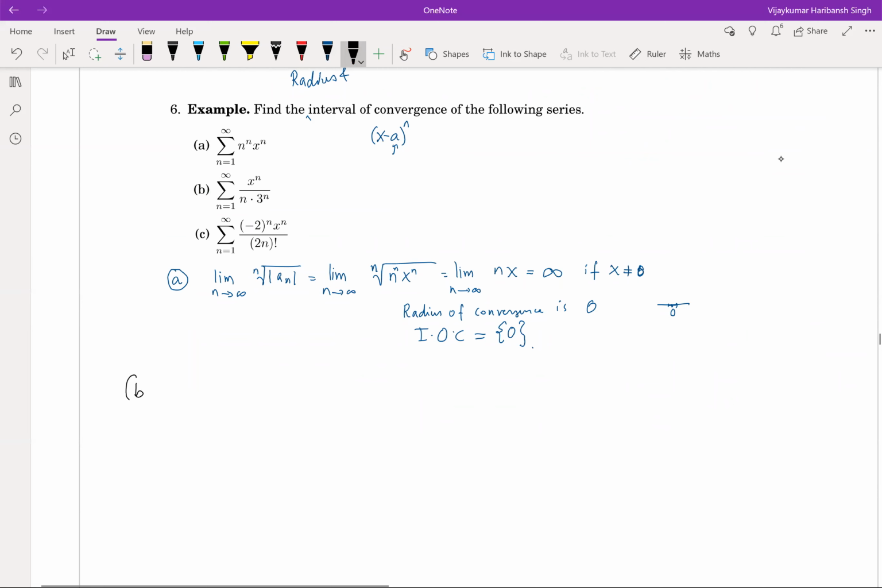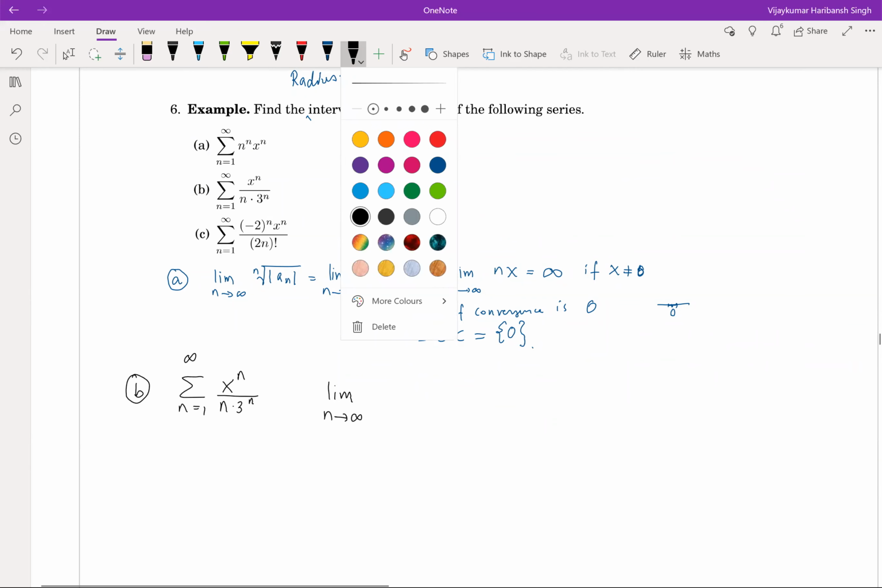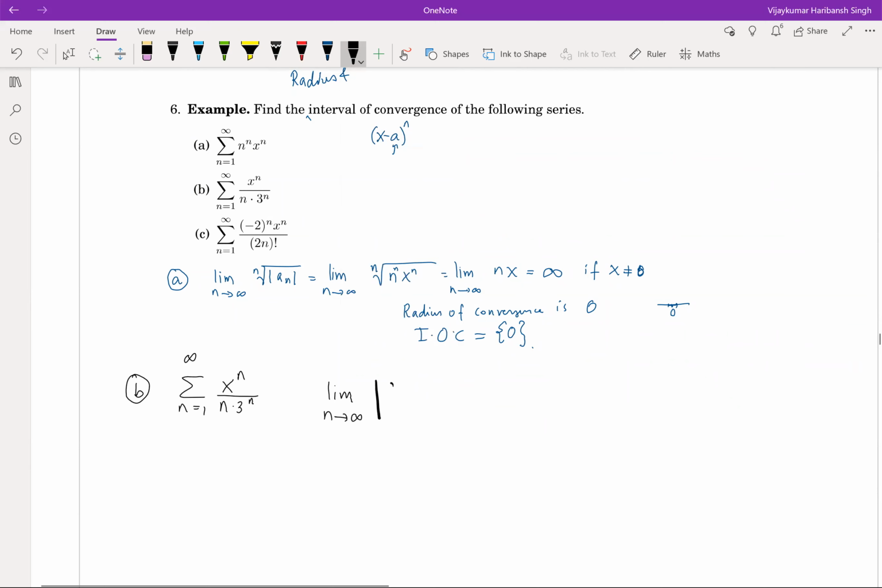B. Now we have the summation n equals 1 to infinity of x^n over n times 3^n. So the first thing is to find the radius of convergence. For that, you'll use the ratio test. So the limit as n goes to infinity of a_{n+1} divided by a_n, which is going to be the limit as n goes to infinity. What is my a_n? It is going to be x^(n+1) over (n+1) times 3^(n+1).